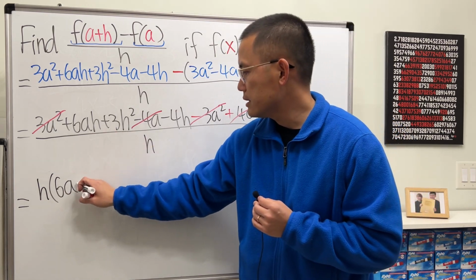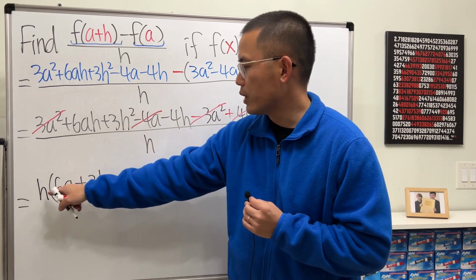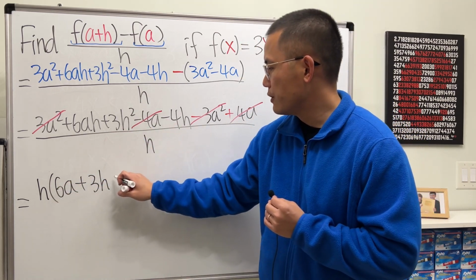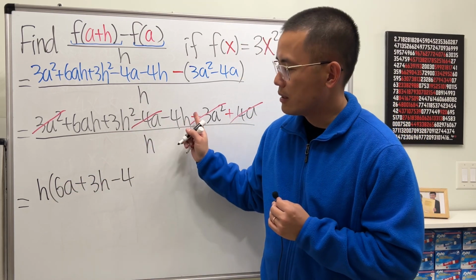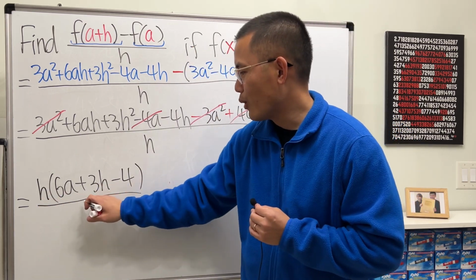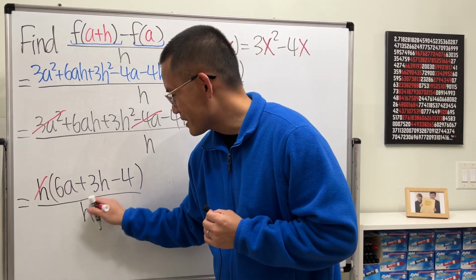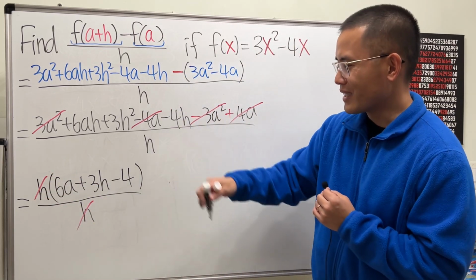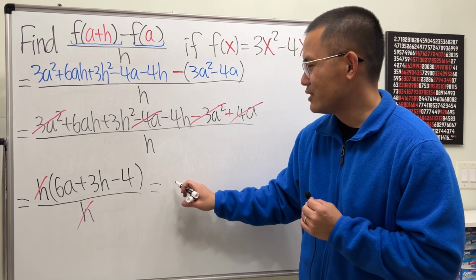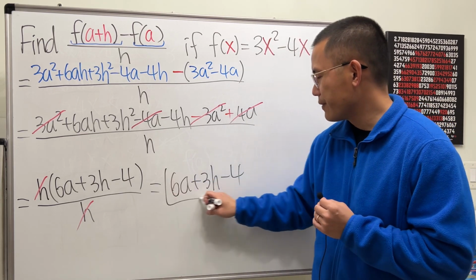Continue, plus 3h to the first power now, because we took one of them out, and then minus 4h right here, but the h is out, so just minus 4. And then as you can see, this is over h. Well, the h is gone now, right? After we canceled it. So the final answer for that is just 6a plus 3h minus 4.